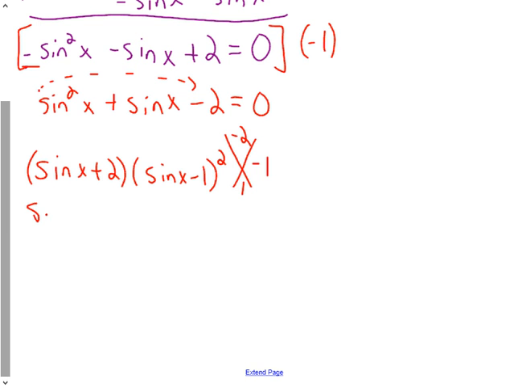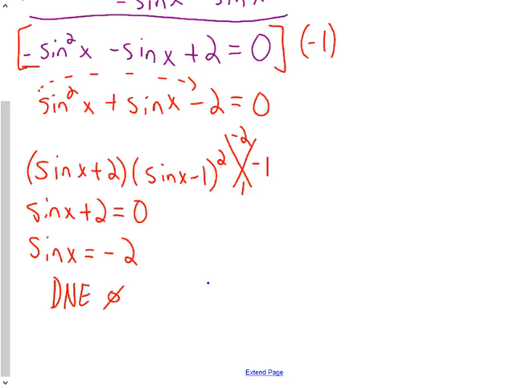Now, sine of x plus 2, set it equal to 0, and that's not going to give us a nice answer, because sine of x can't equal negative 2. Can't equal 2 either. So this one was a does not exist or a null set, right? So none, but the other answer can still work, right? Sine of x minus 1 equals 0 gives us sine of x equals 1.